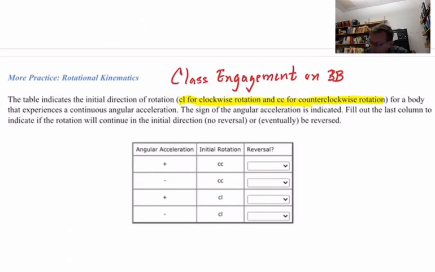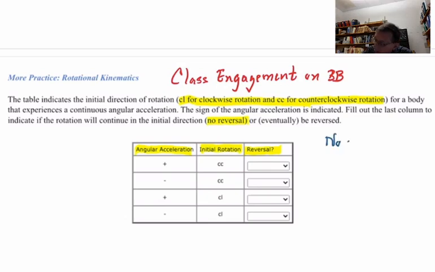Okay, that's this column right here, initial rotation. CC for counterclockwise, CL for clockwise. The sign of the angular acceleration is also indicated. That's this column. Positive or negative? Fill out the last column right here to indicate if the rotation will continue in the initial direction. You would say no reversal, or eventually be reversed. Say reversal.